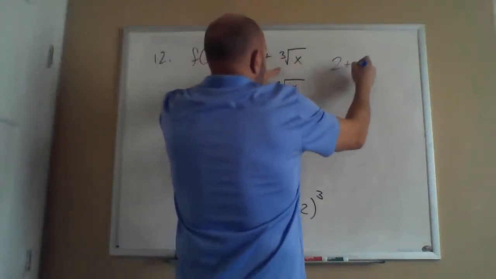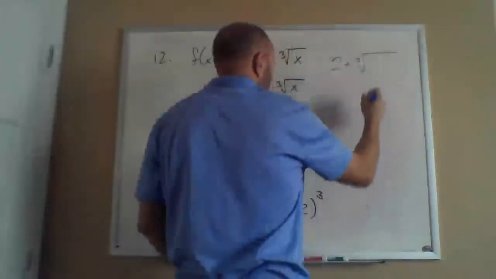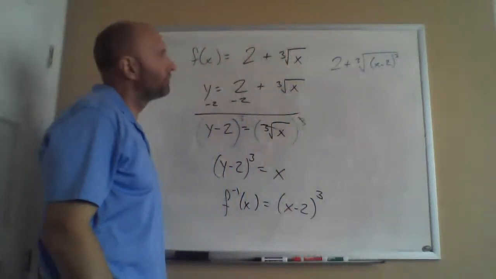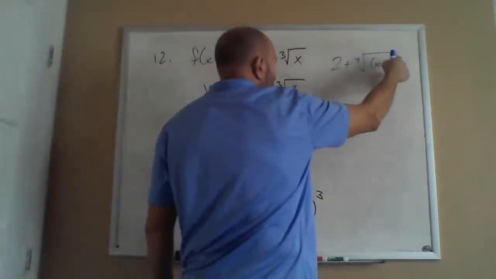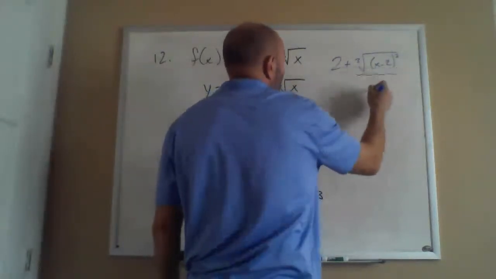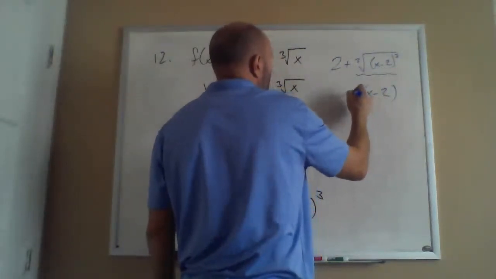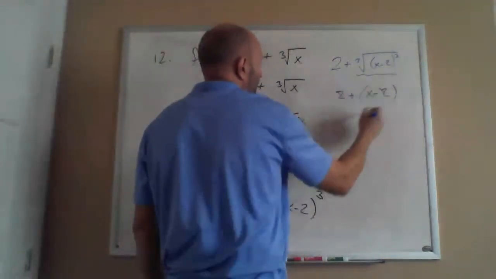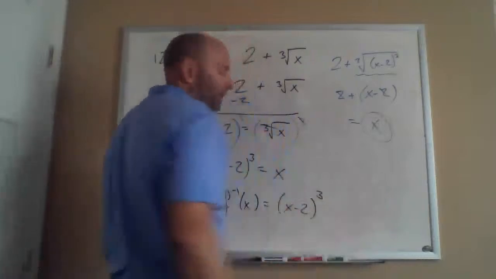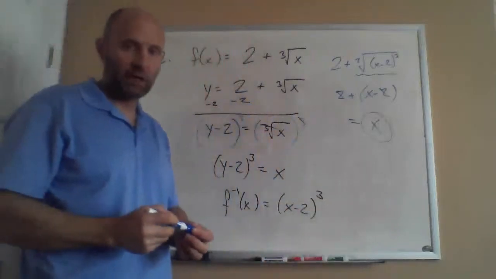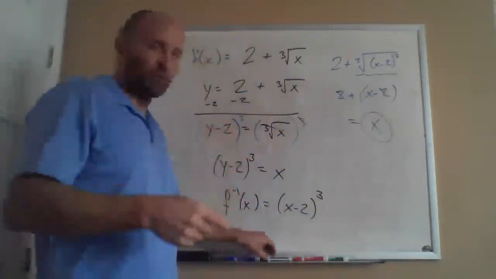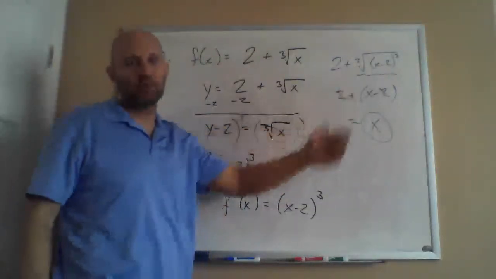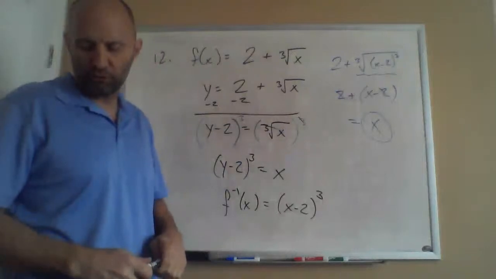I get 2 plus the cube root of x minus 2 to the third power. So the cube root of this cube means this piece just becomes x minus 2, plus 2. 2 minus 2, they cancel out, and I have just x, which tells me that I have this right. Because remember, if I plug an inverse into the original and simplify it, I have to end up with x. That tells me that I have the correct inverse.